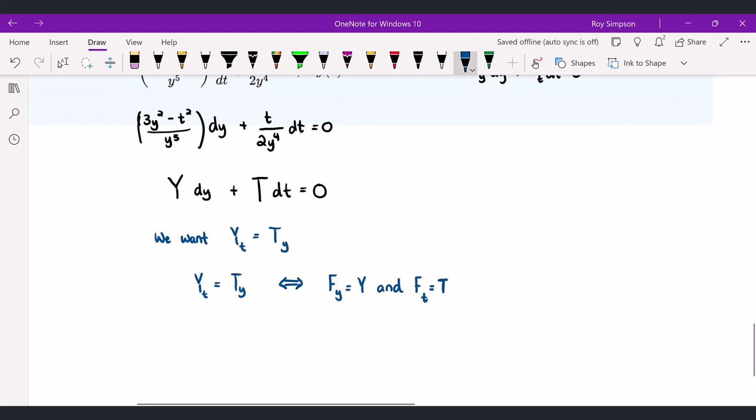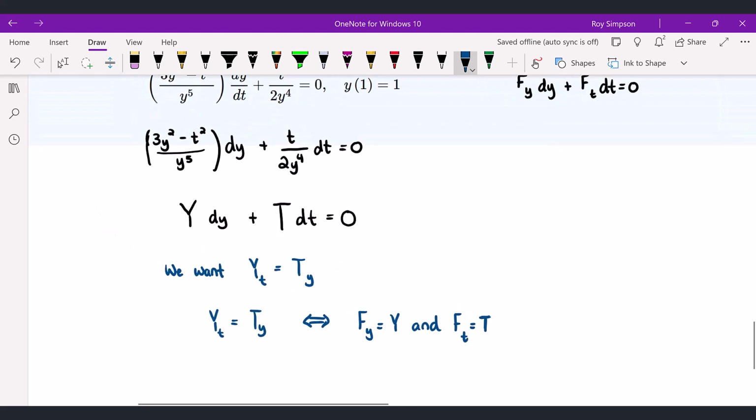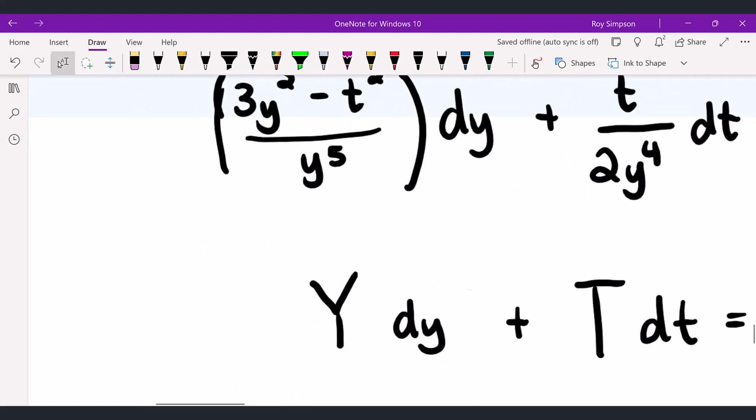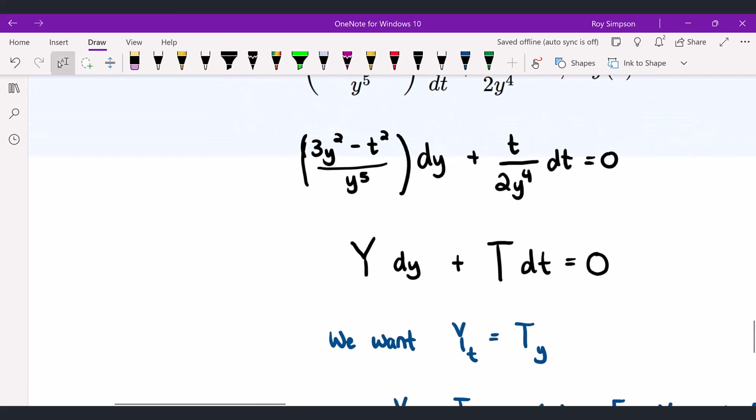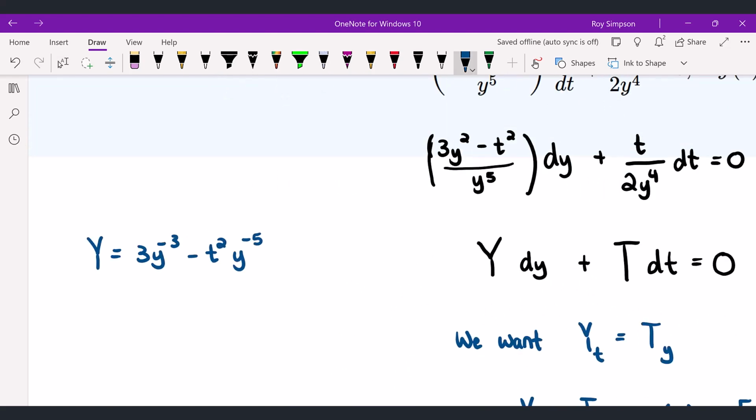Taking a look at y sub t. First of all, capital Y, the function, I'm going to rewrite that a little bit because honestly, I just don't like the way it looks. I personally like to work with negative exponents. It's pretty easy in calculus to do that, so I like this. Now let's take the partial of y, again with respect to t.